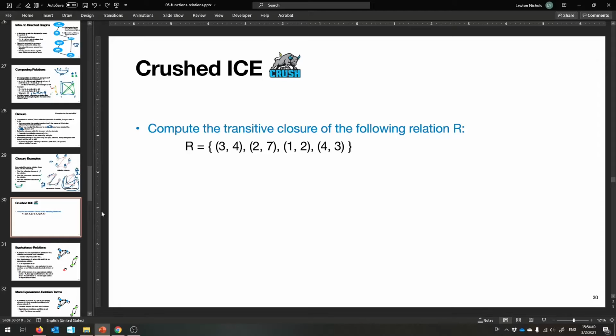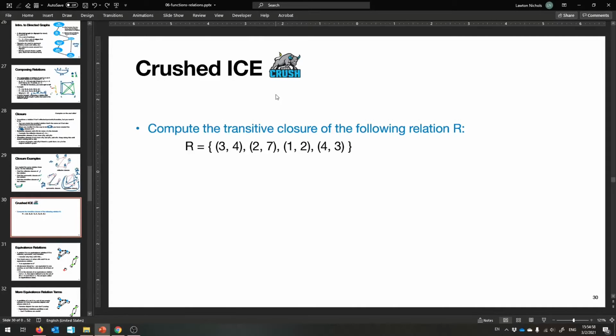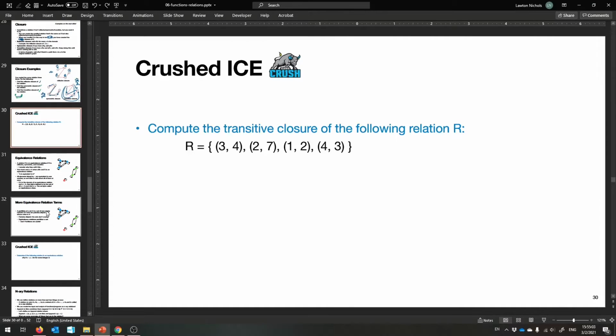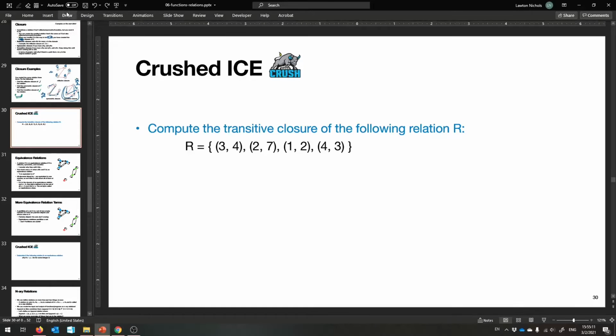So compute the transitive closure of this relation here. You can either leave it in simple form, or you can draw the graph, whatever is easiest for you, but give that a try, and then we'll do it together. Okay, so here we have a beautiful relation. Let's do it symbolically first, and then we can make sure that that's true by doing it with pictures.